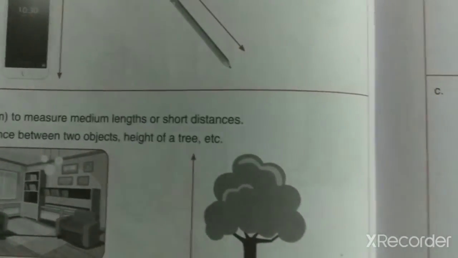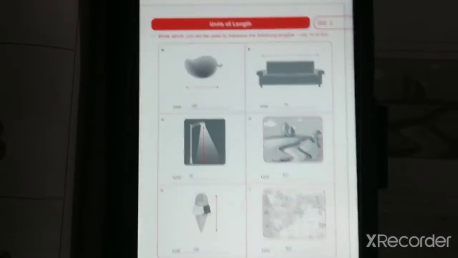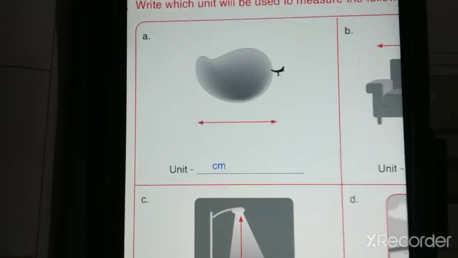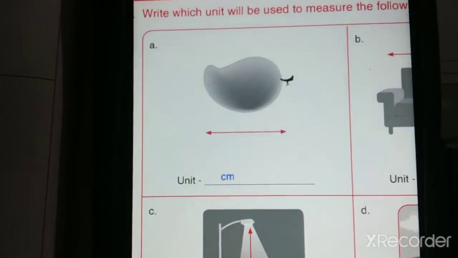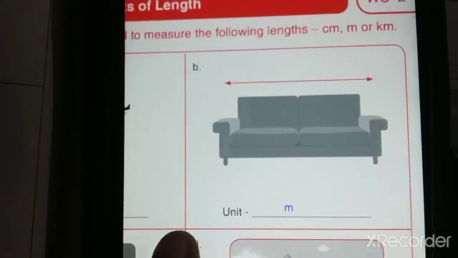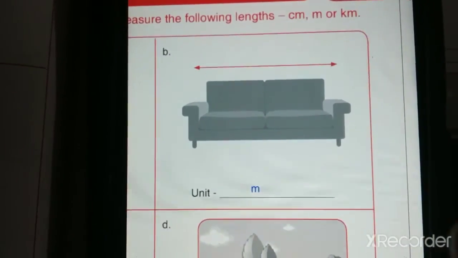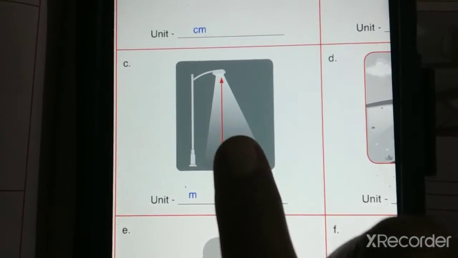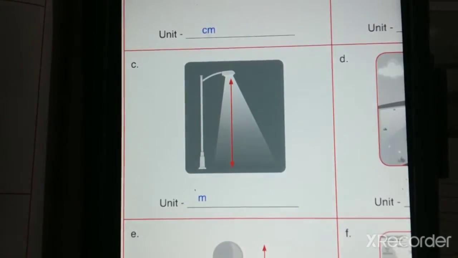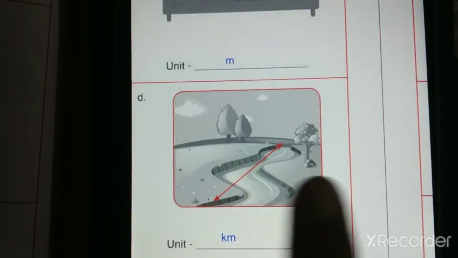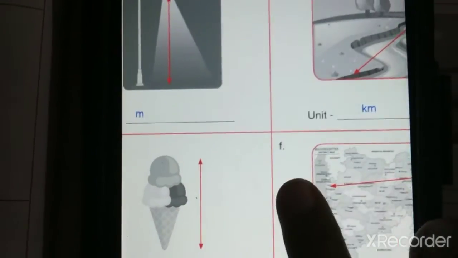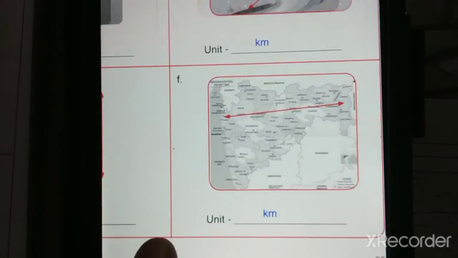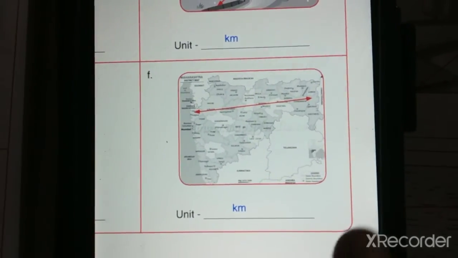Okay, one more thing I'll show you here. Okay students, now see, this one is a mango. Mango unit is there, so for mango we will use centimeter. Sofa set is there, at that time we'll use meter. Then this one, what is this? Street light is there, we'll use meter. Then road is there, we'll use kilometer. Ice cream cone is there, we'll use centimeter. And lastly, map is there, we'll use the meter.